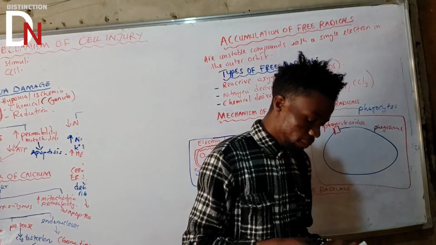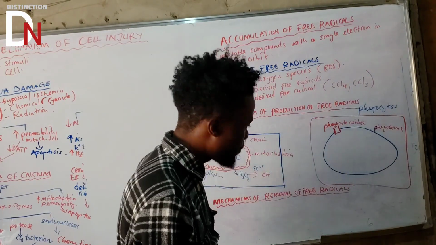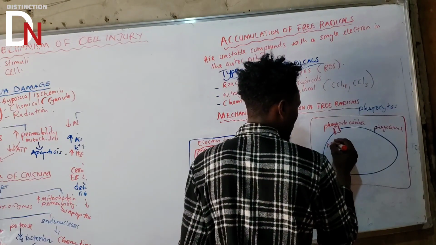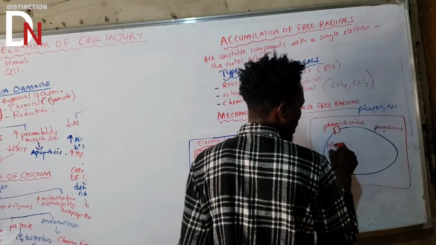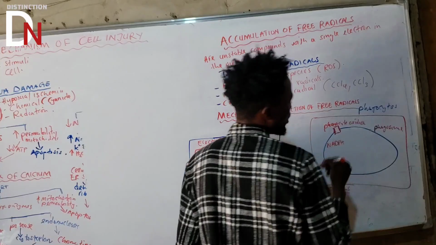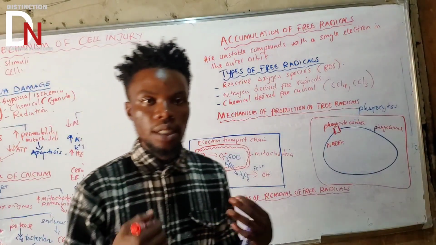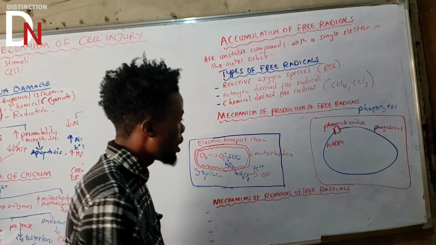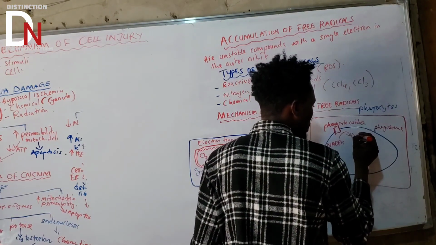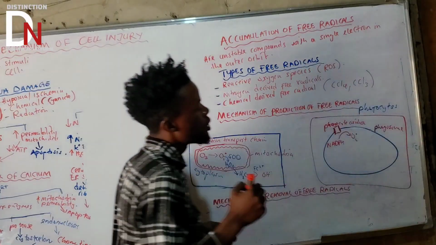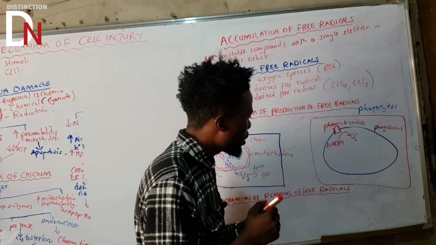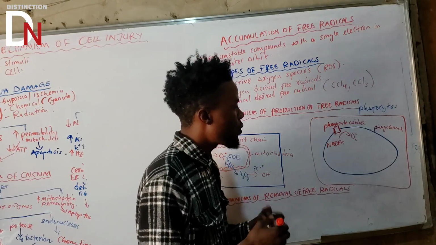It's going to do something. Okay, it will get NADPH, very, very important, NADPH, that is nicotinamide adenine dinucleotide phosphate. So it's going to get that and convert it into superoxide free radical. Okay, so it's going to get the NADPH and convert it into superoxide.